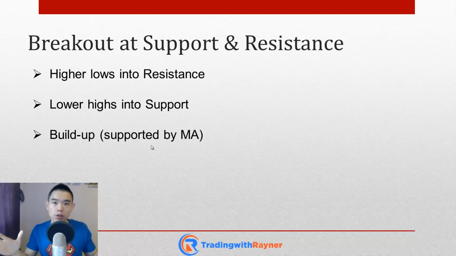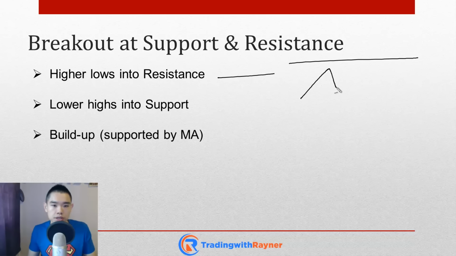So if all this is foreign to you, don't worry. Let me share with you a few examples. Let me just cover each one from the theory aspect. So higher lows into resistance is something like this, okay? Typically, you can see that the price looks somewhat like an ascending triangle. This is significant because it's telling you that the buyers are willing to buy at these higher prices, higher prices, and higher prices.